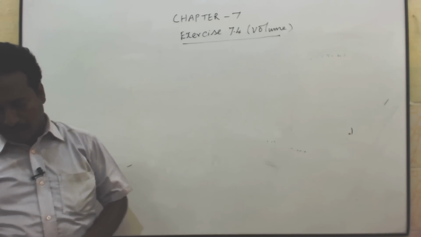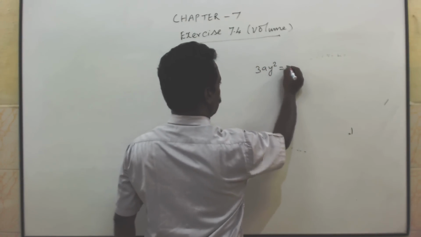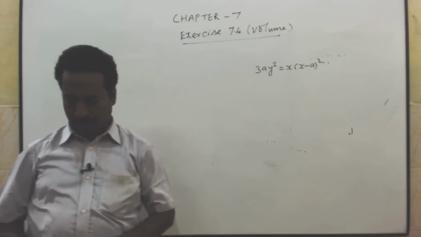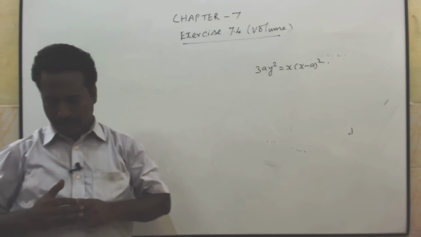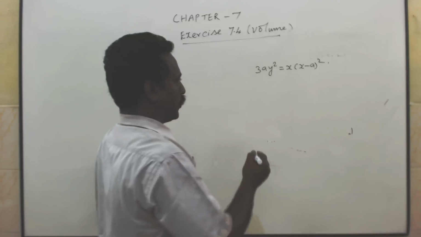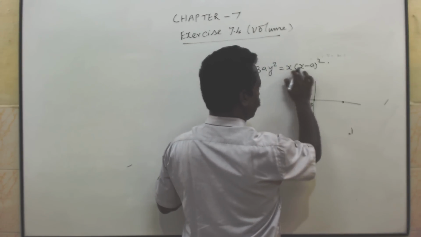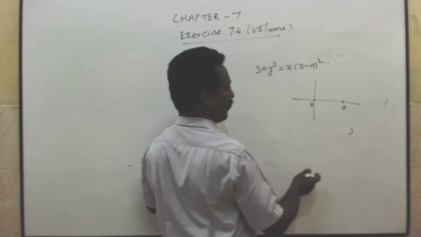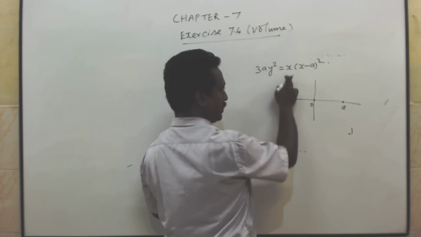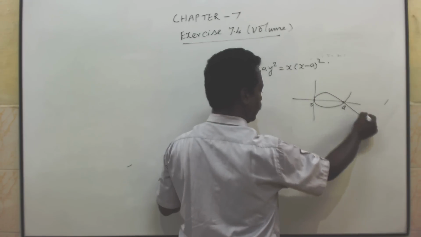Next example, sum 7.33. 3a y square equals x into x minus a whole square. Once again, same method: put y equal to 0, then x is equal to 0, x is equal to a. When we put x positive, the curve exists in this region. When we put x is equal to minus a, the curve does not exist in the region. Therefore, the loop is between 0 to a.